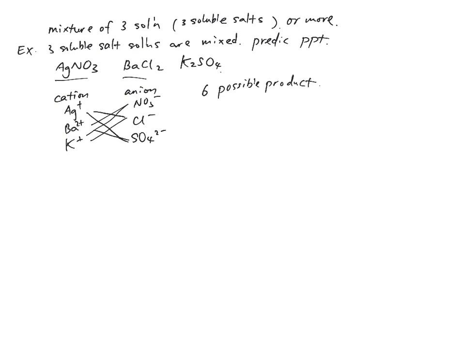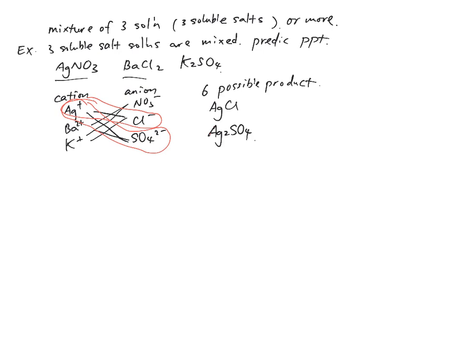products. Okay, so you could have AgCl, 1 and 1. Okay, you could have Ag2SO4, 1 versus 2, because the charge is +1 and -2, you're going to need 2 silver to balance off the 2 negative charge on sulfate.